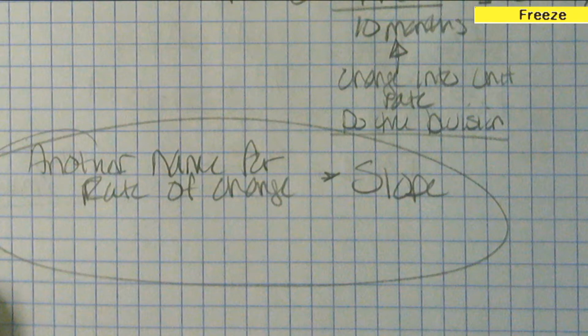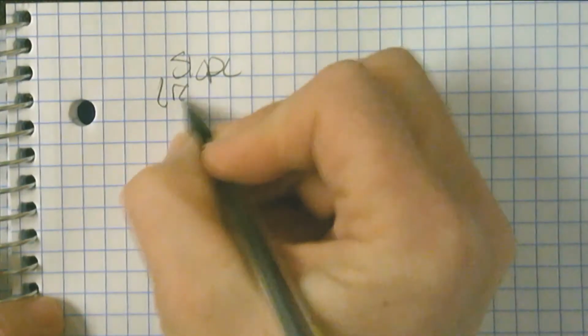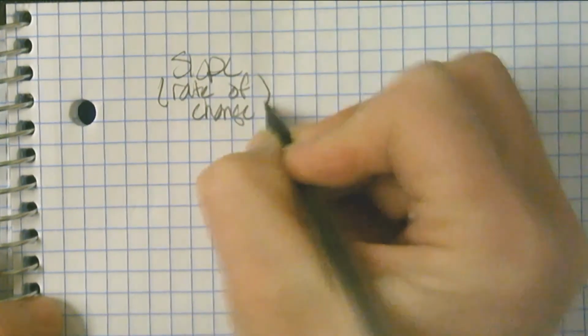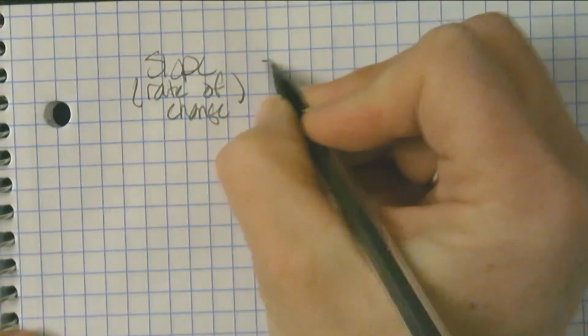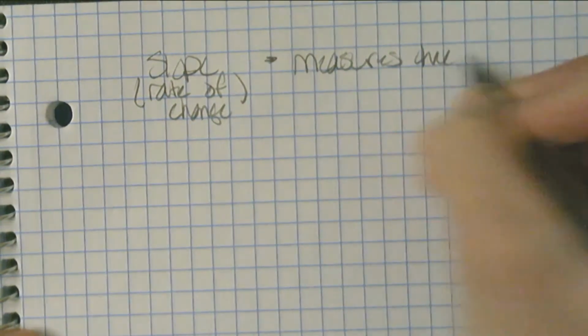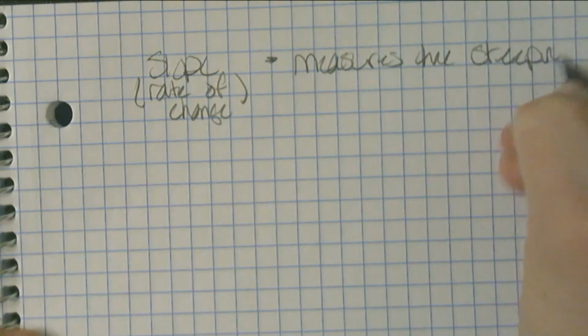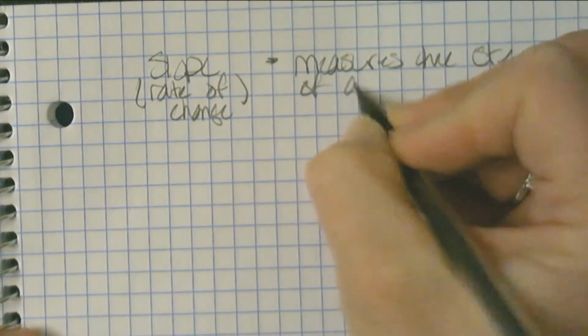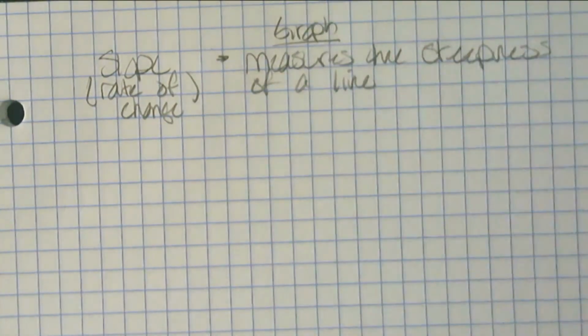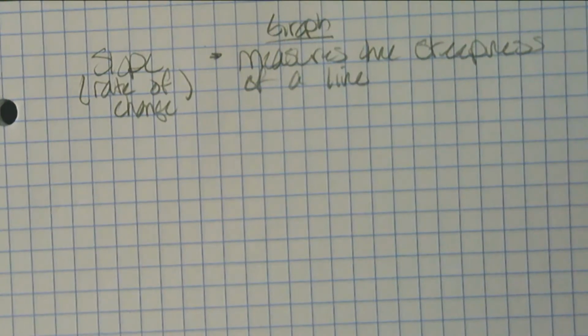So let's talk about slope. And I'm going to put in parentheses underneath it rate of change, because they are the same thing. It still measures the steepness of a line. So we're talking about a graph. It measures the steepness of a line.